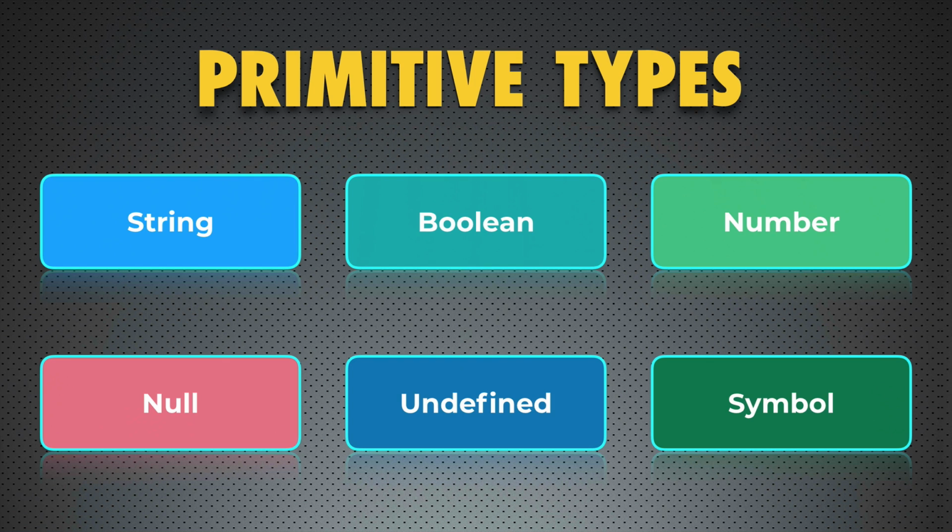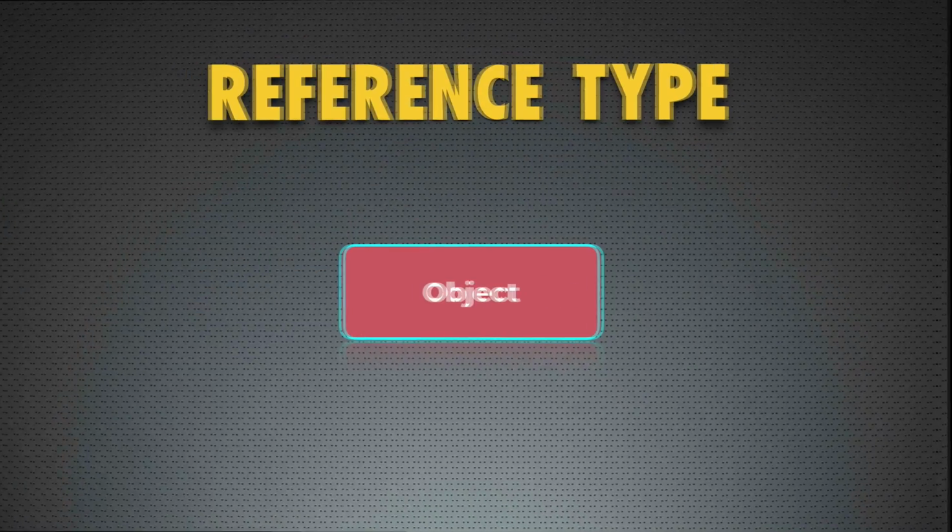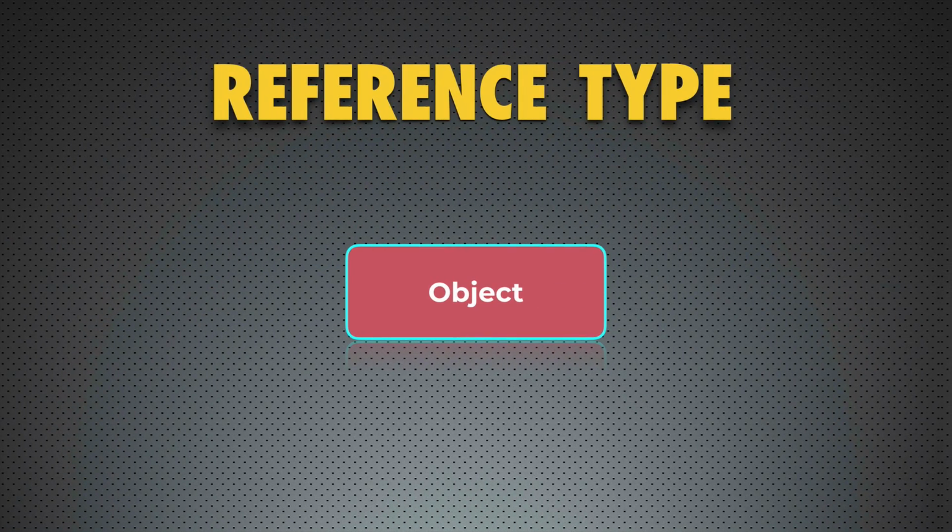Symbol type is relatively new, and it was introduced by the ECMAScript standard in 2015. By the way, JavaScript is one of the implementations of the ECMAScript standard. But what about the second group, reference type? Which value type in JavaScript belongs to this group? And I am sure you know the answer to this question.